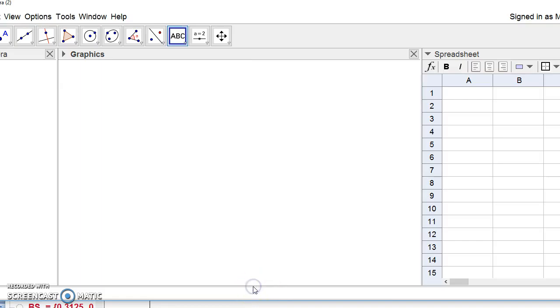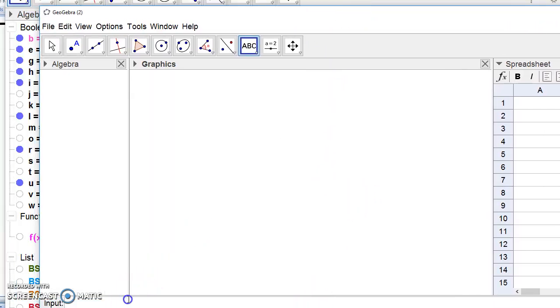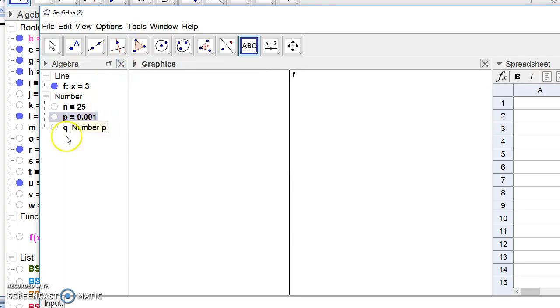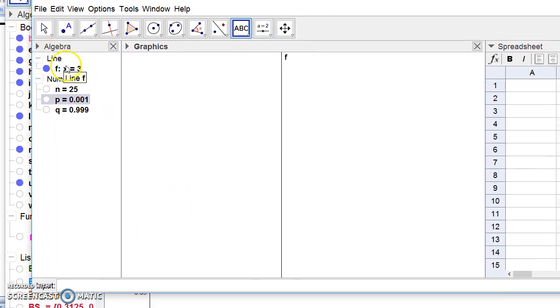Let's just do it. This will probably make it a bit easier for us. n is equal to 25. q is equal to 0.999. x is equal to 3. p is equal to 0.001. GeoGebra is doing some rounding here, so let's correct this. I'll round it to 4 decimal places. I can't use x either because it thinks that's a straight line, so let's call it s for success.